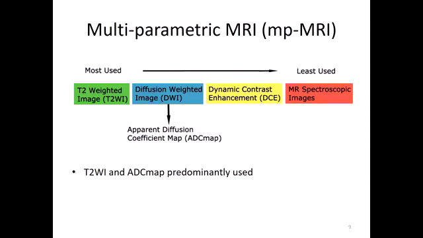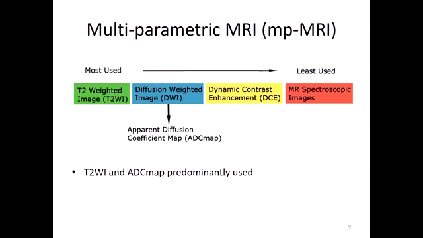Next down the line is the dynamic contrast enhancement image. This is much like the diffusion weighted image, but it uses a contrast. It's injected. That's a little more expensive because you have to use the contrast and another round of imaging. So they aren't used as much in the prostate cancer image analysis.